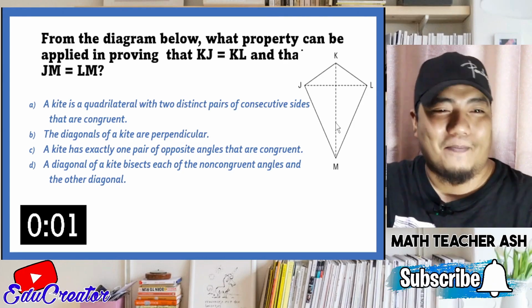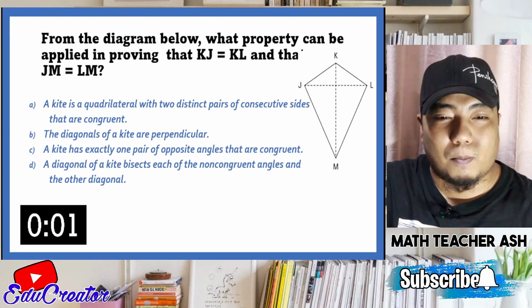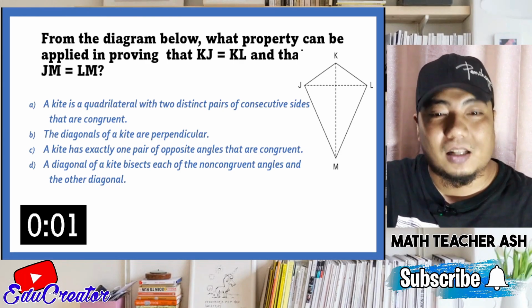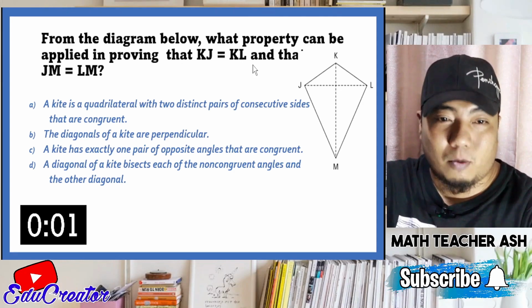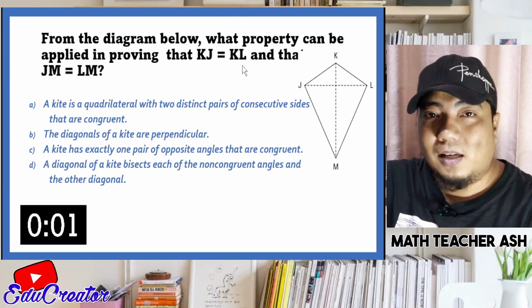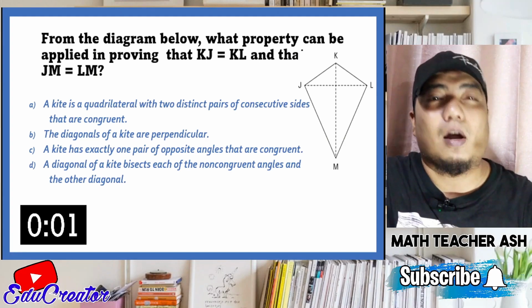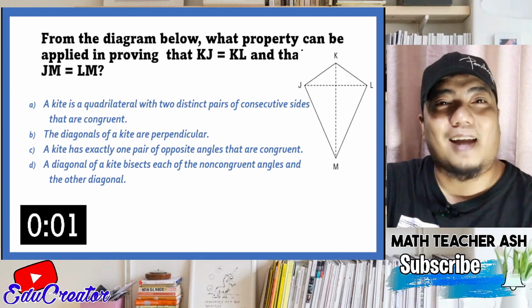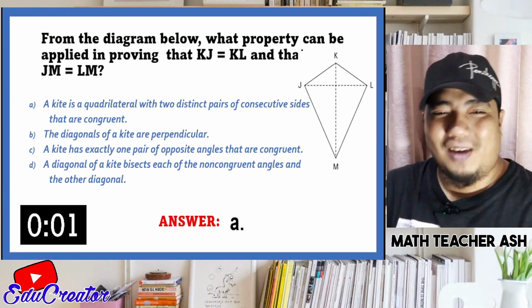So letter A. Now, let's consider letter C. A kite has exactly one pair of opposite angles that are congruent. So it talks about angles here, and among our statements, it is not focused on angles. Instead, it focuses on sides. So therefore, our final answer should be A. Let's try to check whether we are correct. Okay, so my dear math learners, we are correct.